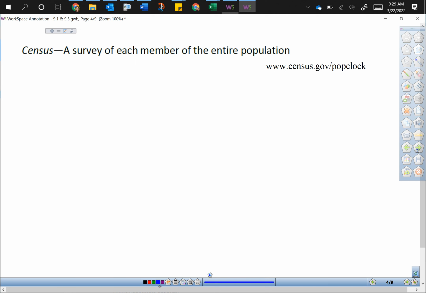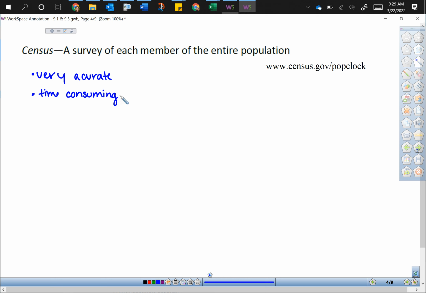2020 was the last census. So a census is very, very accurate, right? Because it's literally like reaching out to every member of the population, right? But there are some drawbacks to a census. Even though it's very accurate, it is incredibly time-consuming.